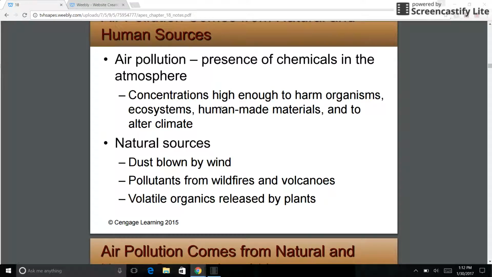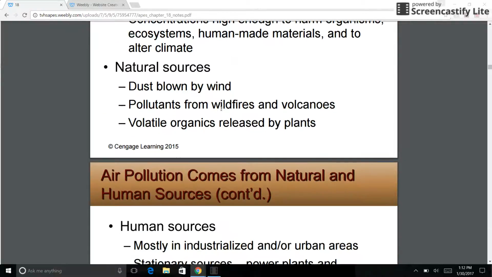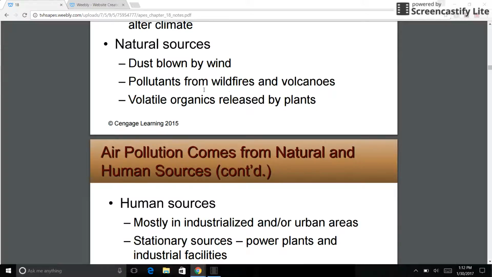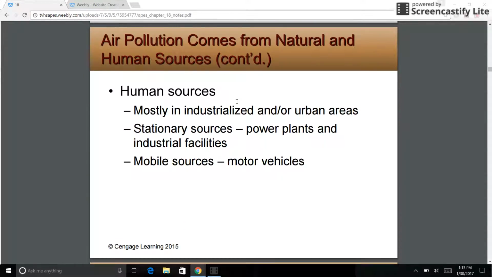Air pollution is concentrations high enough of any sort of chemical to cause problems in humans. Some of those things can actually be natural, and not necessarily just us. It can be other organisms, structures, ecosystems, those type of things. Some of the natural sources are here. Human sources, again, we're mainly focusing on fixed or stationary sources and mobile sources, which is going to be vehicles. Stationary power plants, industrial facilities, mostly those that burn coal, are the ones we're looking at, and these are going to typically be found in either industrialized areas or urban areas and parts that are developing.